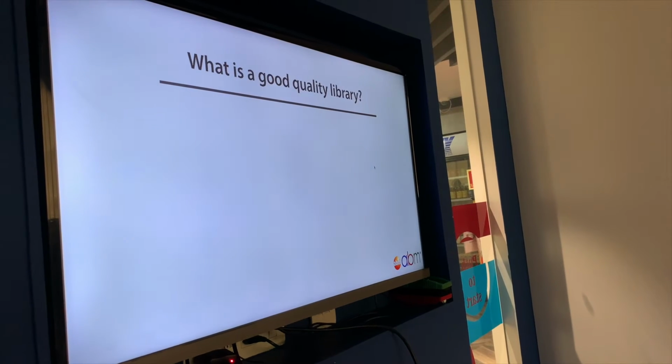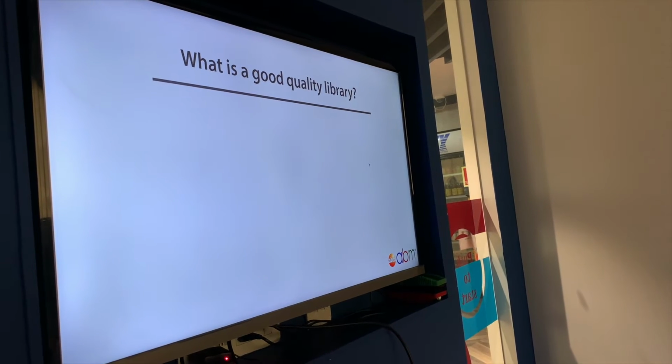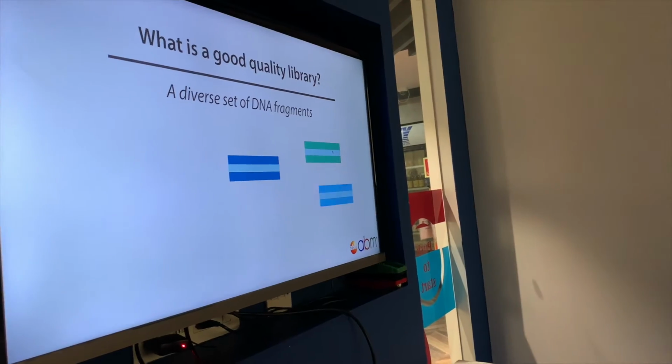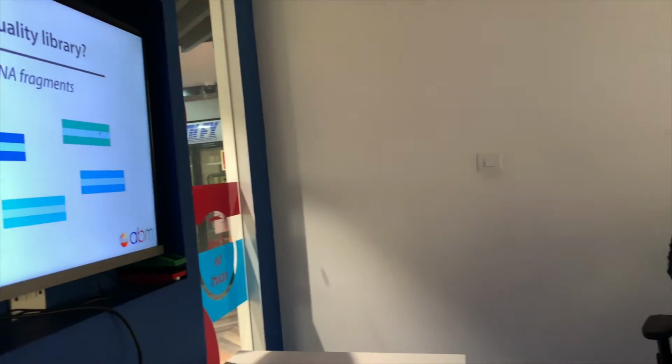In terms of quality, a good quality library is one that has a diverse set of DNA fragments with minimal duplicate fragments. This is important because during PCR amplification, duplicates of fragments will be generated. The consequence of duplicate fragments is that the sequencing reaction will be biased towards these fragments. Rather than having a wide range of fragments sequenced, the same fragments are sequenced repetitively, resulting in overrepresentation in the machine output.